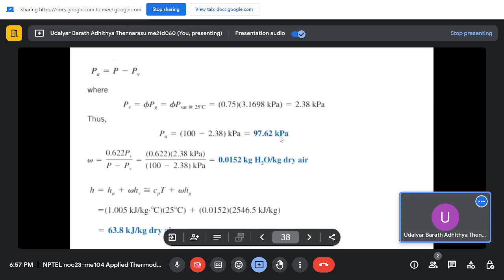So enthalpy is enthalpy of air plus specific humidity into enthalpy of water vapor. So enthalpy of air is Cp into T, plus omega into enthalpy of water vapor. So that is 1.005 into the temperature of 25 degrees Celsius, plus specific humidity 0.0152 into enthalpy of water vapor 2546.5. So substituting, we find out that enthalpy is 63.8 kilojoule per kg of dry air.